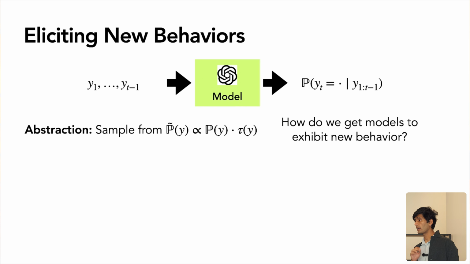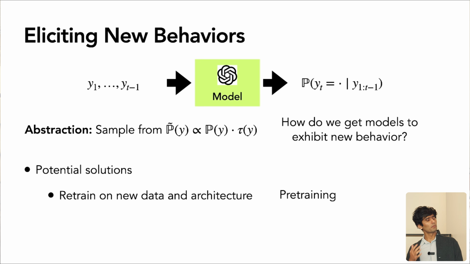Okay, so this is my abstraction of how I'll think about eliciting new behaviors from models, because the starting model p is the model that you started with, and tau tries to indicate new behaviors that you want to see from models. If you think about this for a few minutes, you can come up with many ways you can solve this problem. Maybe the first solution you think about is just to retrain this model on new data and maybe a new architecture. I'll refer to this as pre-training. So roughly, you can go out, collect more data, and try to train a new model to get the behaviors that you want.